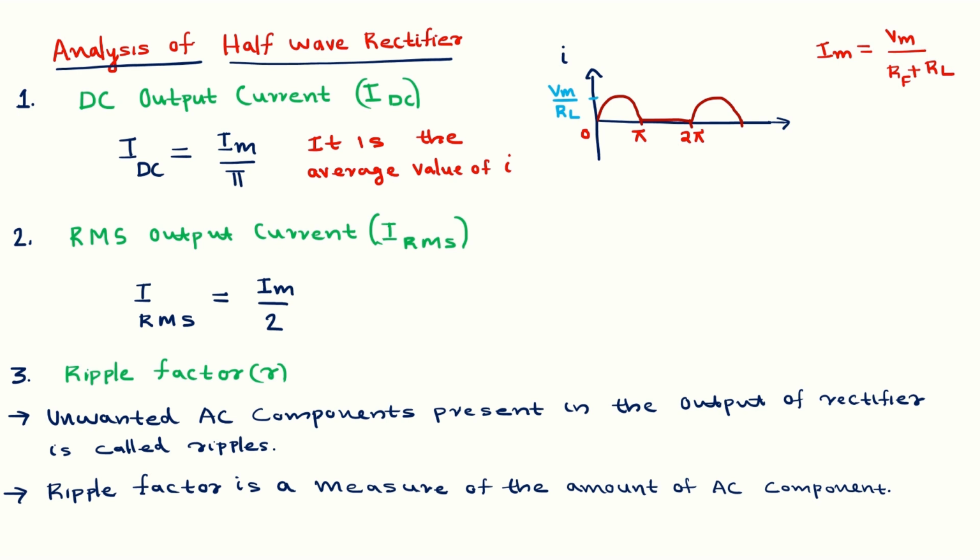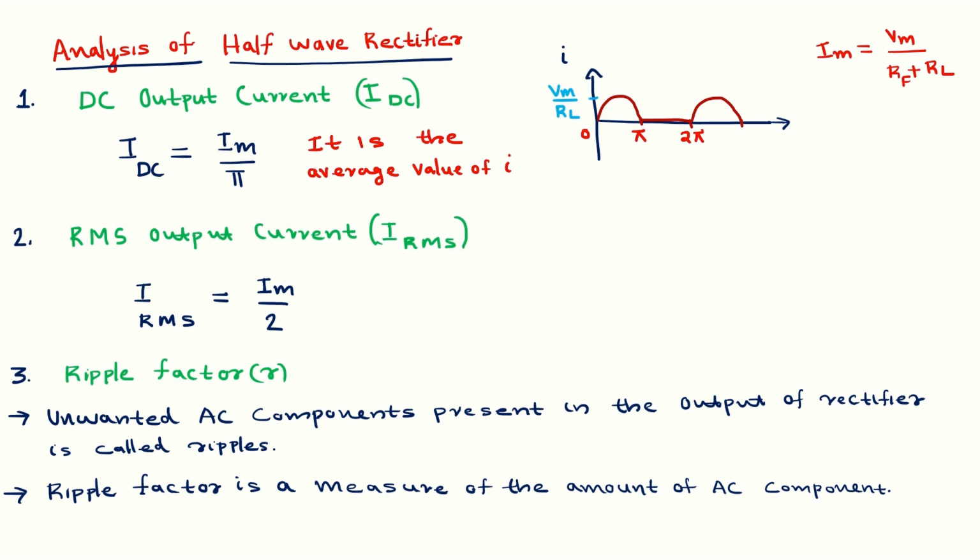That means when the diode is in forward bias, the diode offers a very small resistance, and that small resistance I indicate by RF. RF is the resistance offered by the diode at the time of forward bias mode. So RF is known as the forward resistance of the diode. Then RL is the load resistor. So the diode is in forward bias. The maximum value of output current Im is equal to Vm divided by RF plus RL.